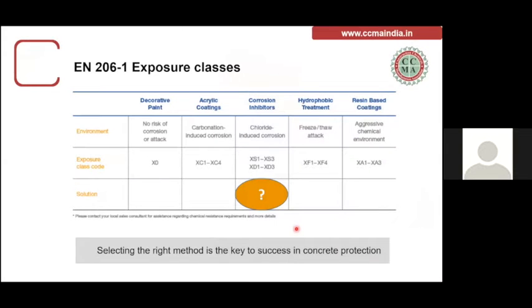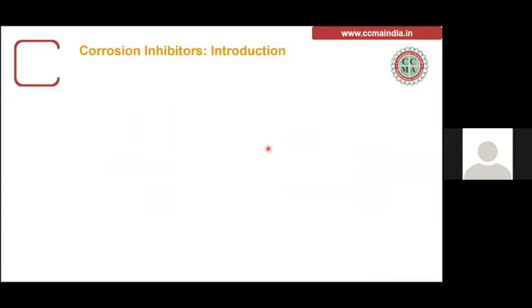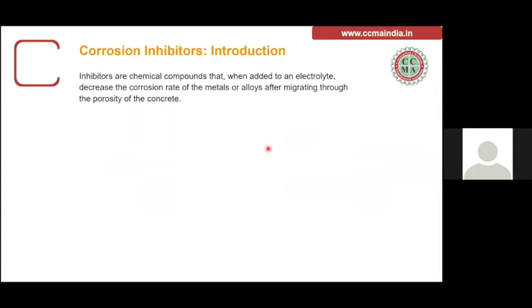Now, even EN 206 specifies that corrosion inhibitors should be used where you have chloride induced corrosion. For carbonation corrosion, for freeze and thaw effect and for aggressive chemical environments, there are various solutions. But even the EN code suggests that chloride induced corrosion can be very actively taken care of by corrosion inhibitors. So let's dwell upon what these corrosion inhibitors are all about. What I'm trying to introduce today is a dual phase corrosion inhibitor.